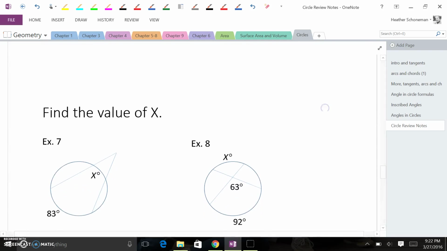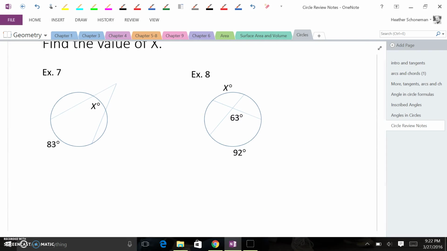Alright, let's try some more circle problems. Oh, now we've got some angle examples. These are like the ones that we did yesterday. Okay? Except you're missing a number here. So let's make up a number. Let's make this 22 degrees. Alright, now we can solve it for x.